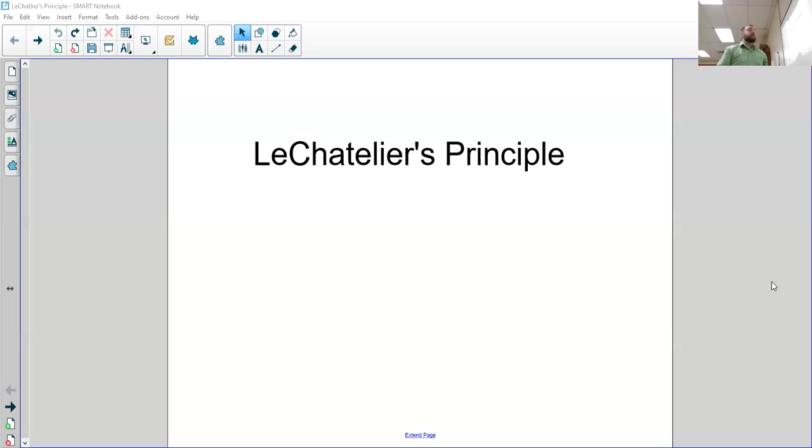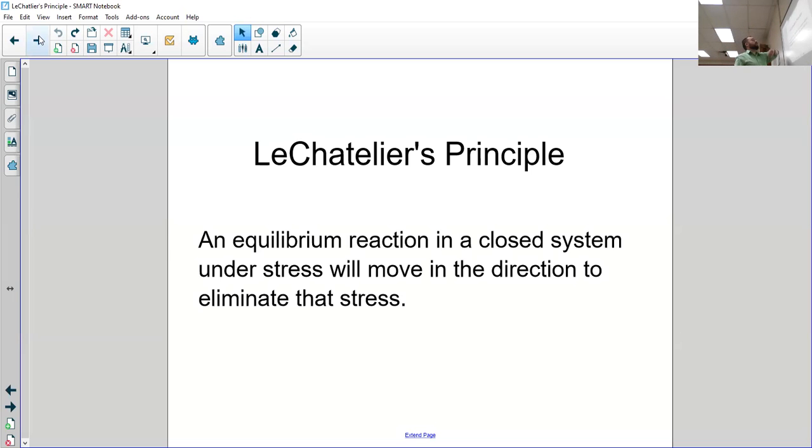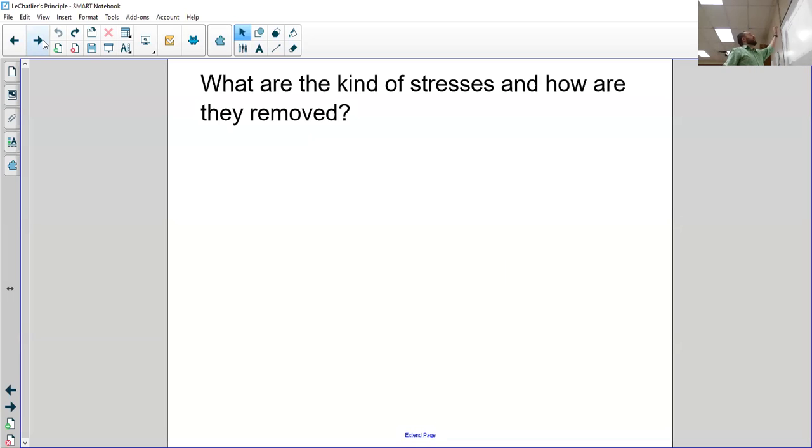All right, ladies and gentlemen, today we're going to be going over Le Chatelier's principle. Le Chatelier was a French chemist who came up with a principle about equilibrium. So an equilibrium reaction in a closed system under stress will move in the direction to eliminate that stress. So what are the kinds of stress and how are they removed?